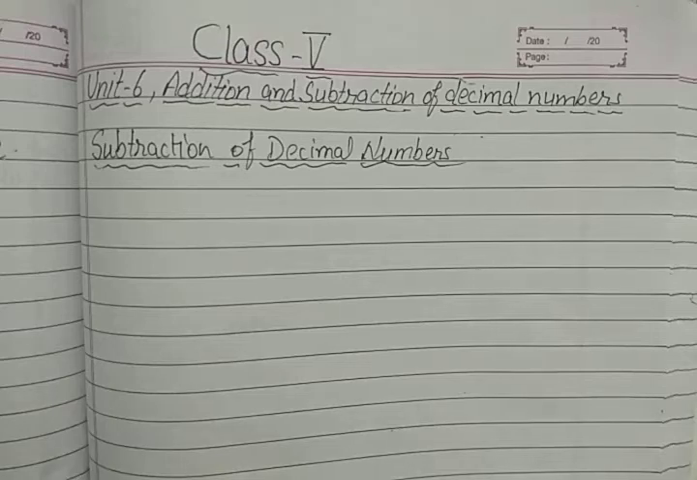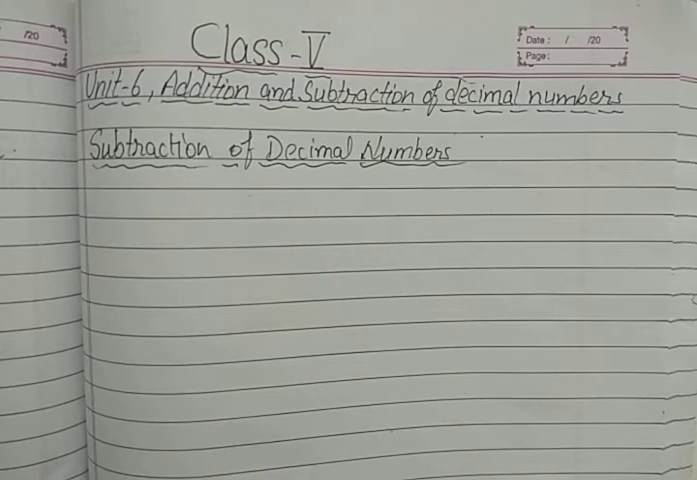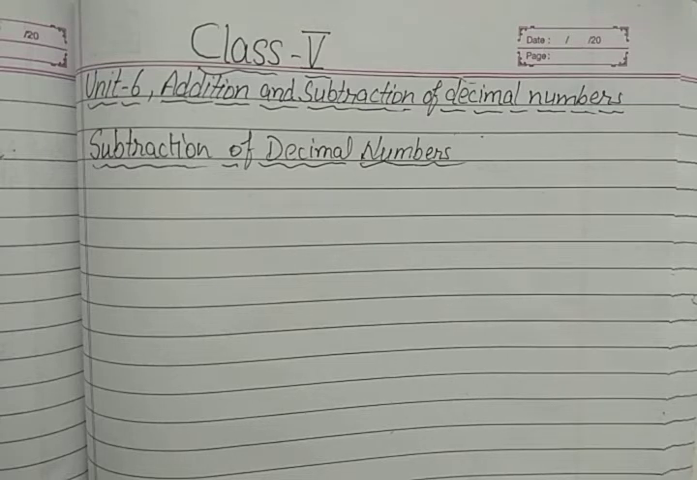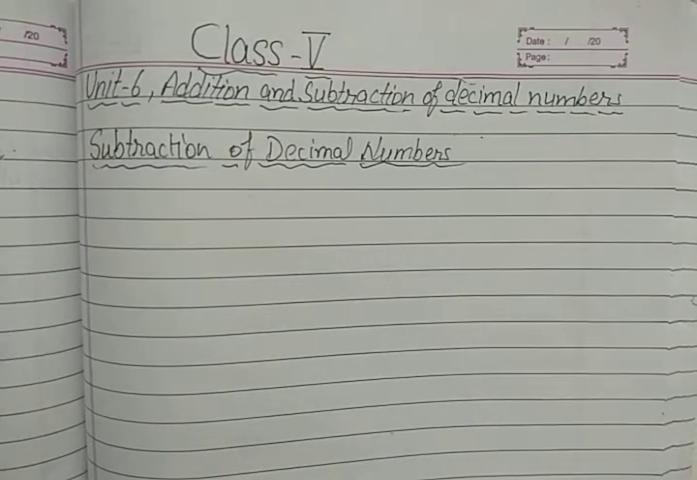Hello students, we are doing Unit 6 of Maths, that is addition and subtraction of decimal numbers. Till now we have learned how to add decimal numbers, and we have also done some word problems based on addition of decimal numbers. Today we will learn how to subtract decimal numbers, that is subtraction of decimal numbers.